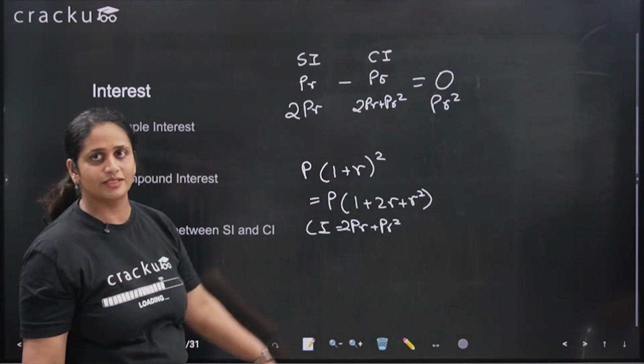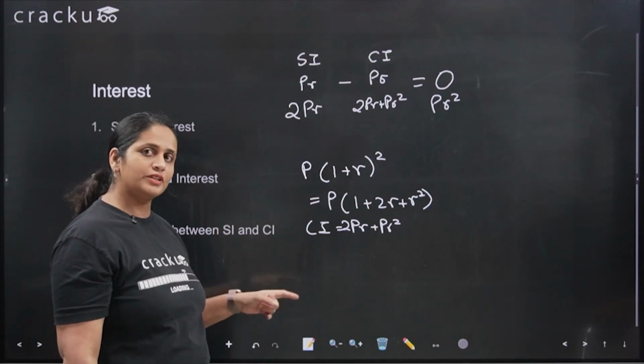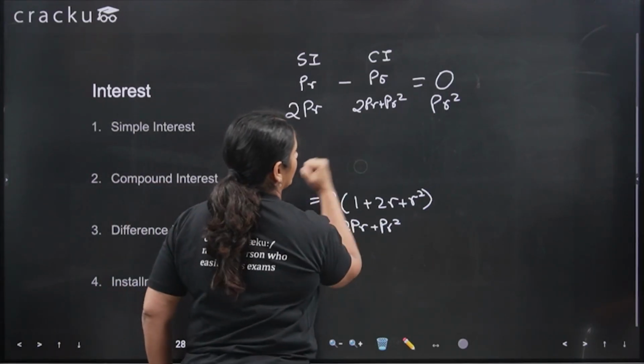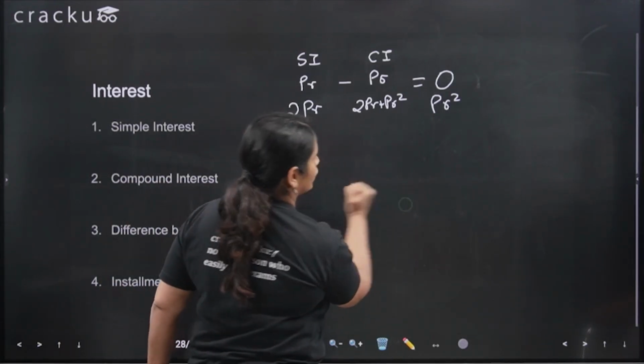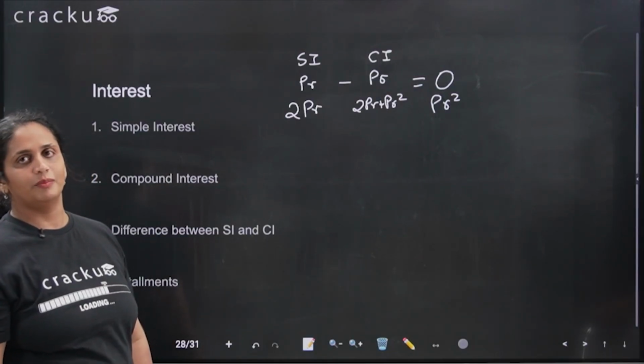First year, zero difference. Second year, the difference between compound interest and simple interest for the same principal, for the same rate of interest, is pr square. If I go on, I can keep doing this, okay? For cube, I'll say 1 plus 3pr plus 3pr square plus pr cube.